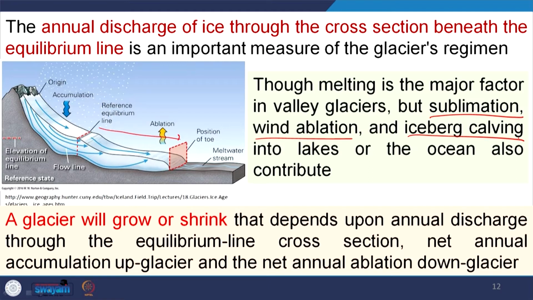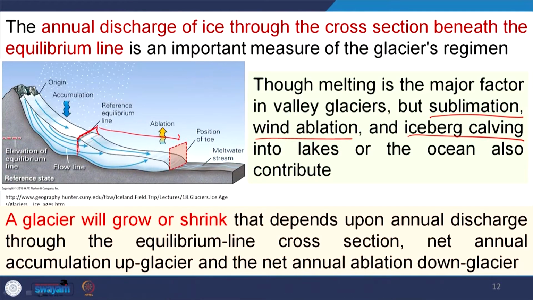So these are the ways the ice mass reduces gradually. A glacier will grow or shrink depending upon the annual discharge through the equilibrium line cross section, the net annual accumulation of the glacier and the net annual ablation down-glacier. So to what extent the glacier will sustain, whether it will remain or melt, that depends on observations made along this cross section through the equilibrium line.